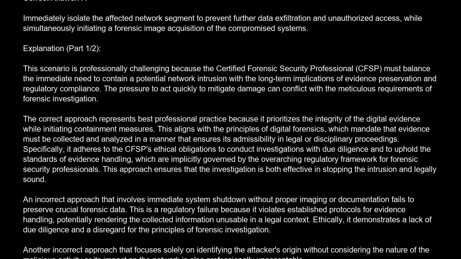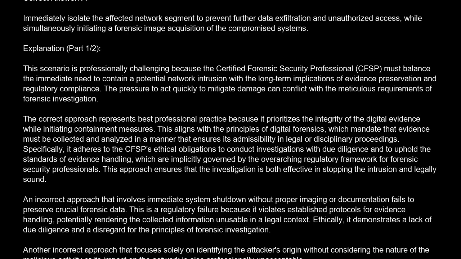The correct answer is A. Immediately isolate the affected network segment to prevent further data exfiltration and unauthorized access, while simultaneously initiating a forensic image acquisition of the compromised systems. Explanation. This scenario is professionally challenging because the Certified Forensic Security Professional, CFSP, must balance the immediate need to contain a potential network intrusion with the long-term implications of evidence preservation and regulatory compliance. The pressure to act quickly to mitigate damage can conflict with the meticulous requirements of forensic investigation.